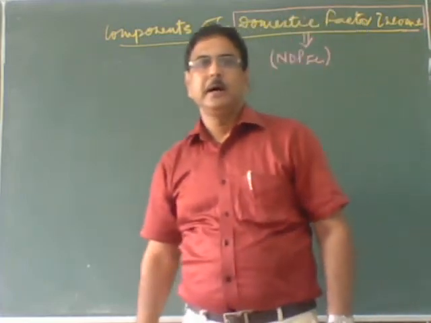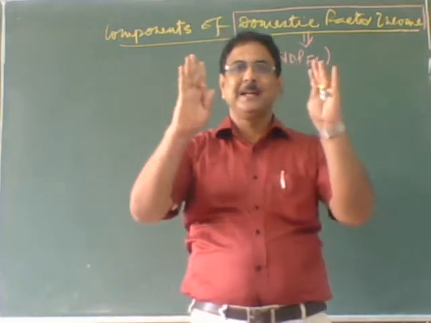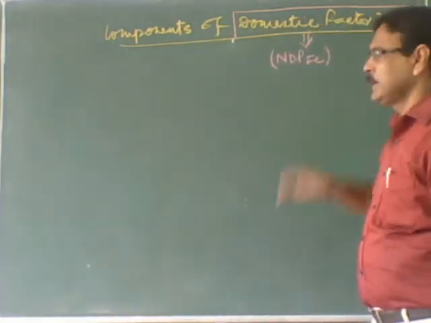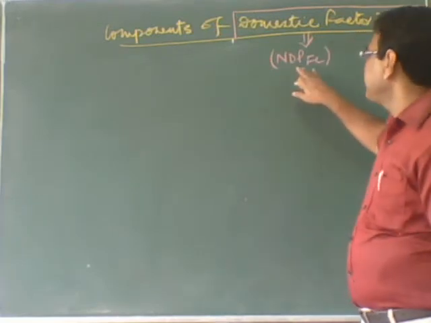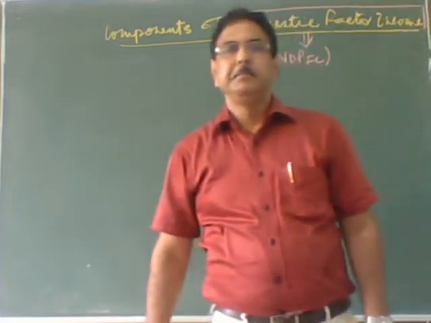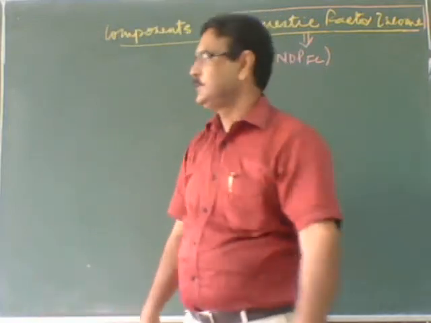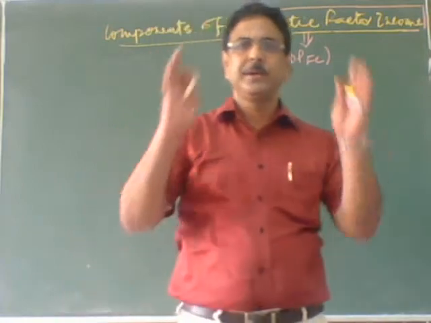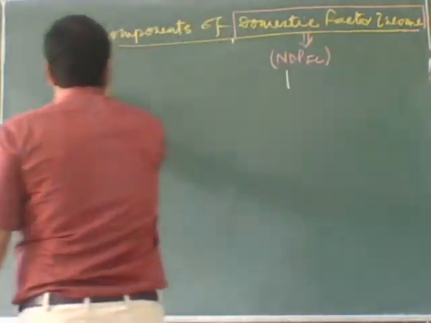According to the methods of measuring national income, NDP factor cost. This NDP factor cost or domestic factor income is basically divided into three categories. What are these three categories?